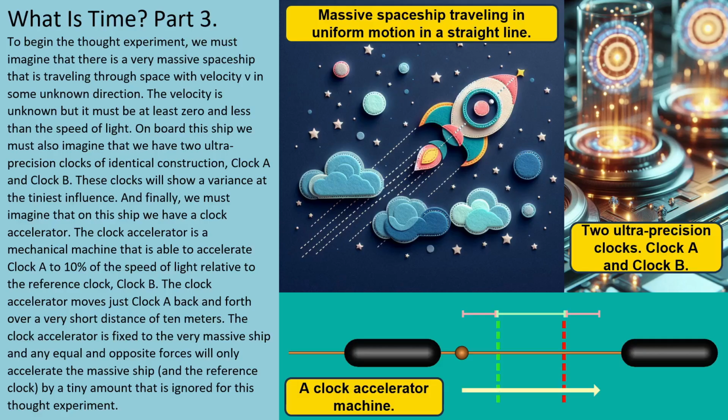And finally, we must imagine that on this ship we have a clock accelerator. The clock accelerator is a mechanical machine that is able to accelerate clock A to 10% of the speed of light relative to the reference clock, clock B. The clock accelerator moves just clock A back and forth over a very short distance of 10 meters. The clock accelerator is fixed to the very massive ship, and any equal and opposite forces will only accelerate the massive ship and the reference clock by a tiny amount that is ignored for this thought experiment.